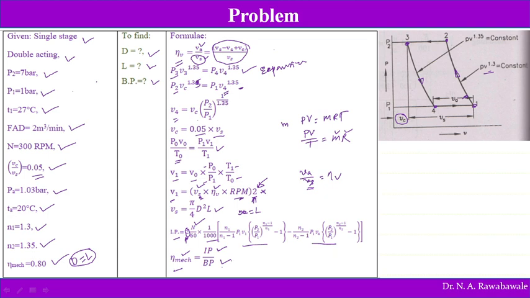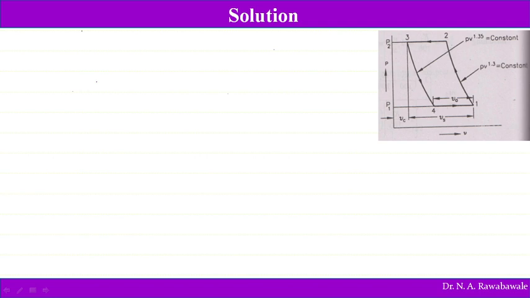Let's start with this problem. Very first, volumetric efficiency is given as VA divided by stroke volume Vs, minus V4 plus Vc divided by Vs. This is the general equation from the time of derivation.